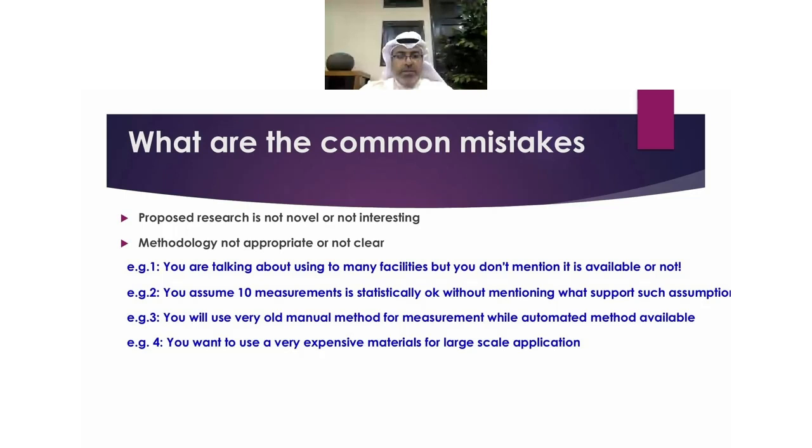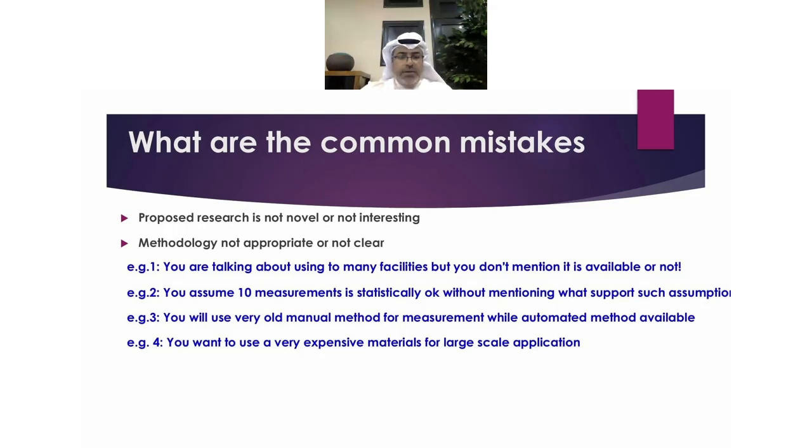You are assuming 10 measurements is statistically okay without mentioning or supporting such an assumption. This is an assumption. Usually a statistical sample needs more than 10. How can you say 10 is okay? You have to explain it, actually. Don't tell the reviewer, trust me, I'm good at my work, for example. You have to mention why you think 10 samples is good for statistics.